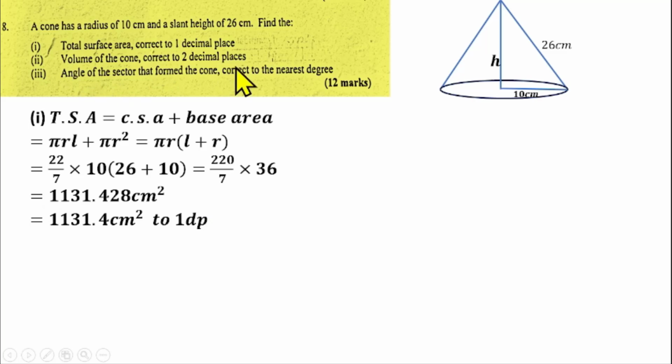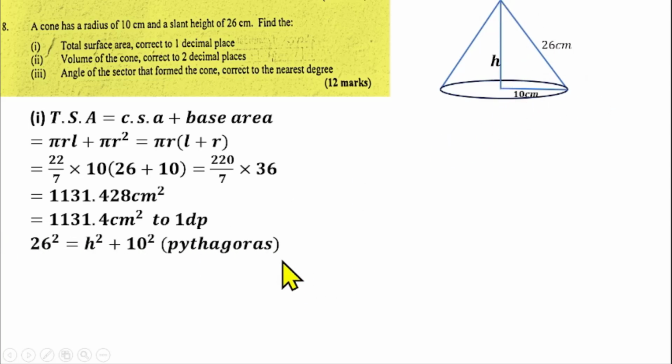Also, we have to find the volume of the cone. To find the volume of the cone, we need the height of the cone. We can see that there is a relation between the height of the cone, the slant height, and the radius, because this is a right angle triangle. So you can use Pythagoras theorem to find the height of the cone given the slant height and the radius.